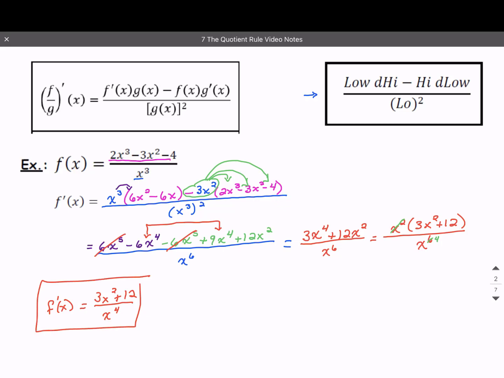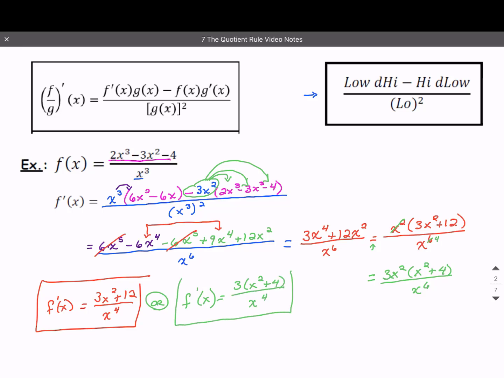But technically, back here, when we were taking out the greatest common factor, it's 3x squared, isn't it? Which would leave us with an x squared plus 4 over x to the 6th. Then you can simplify, but your 3 is still going to be there, and you're going to have 3 times x squared plus 4 all over x to the 4th. I will accept either answer, it is perfectly fine with me.